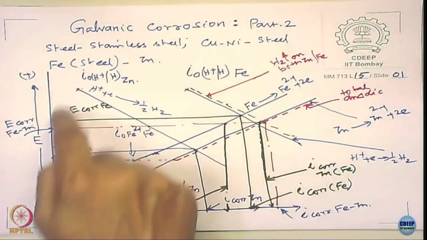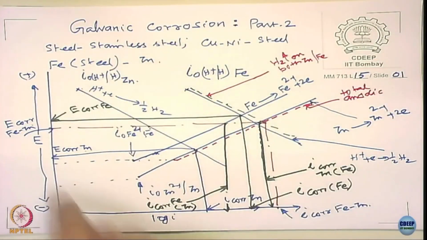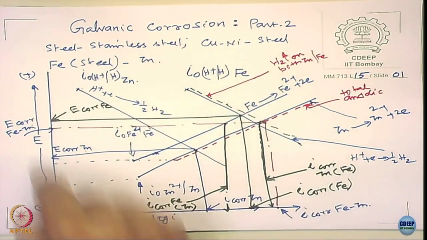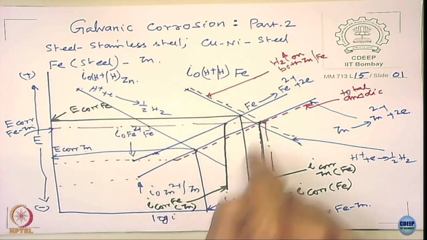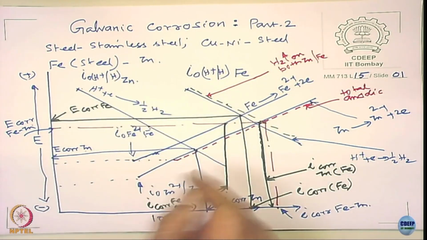Similarly, you talk about I naught of the metal oxidation to metal reduction, and it is more important for the active metal than for the relatively noble metals. So this diagram that you see here talks about the governing factors for controlling the galvanic corrosion. Can we predict the corrosion rate?